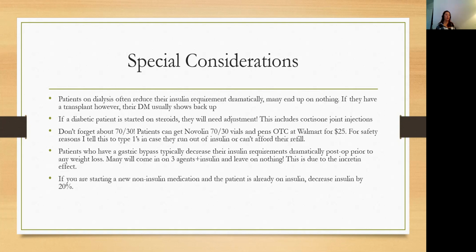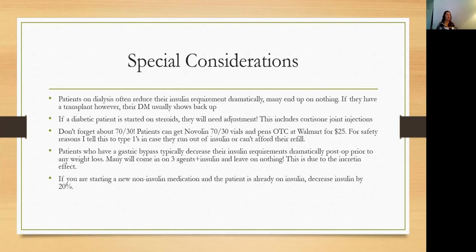And then if a diabetic patient is started on steroids, they will always need adjustment. And this includes cortisone joint injections. It's so common for orthos to give these patients joint injections and not tell them it's going to affect their blood sugars. So sometimes patients will come in and say, my blood sugars are crazy, I don't know what's going on. And you ask them what's been going on, and they say, well, I got an injection in my shoulder. It's from that. It doesn't always affect everybody the same, but generally steroids equal high blood sugars.